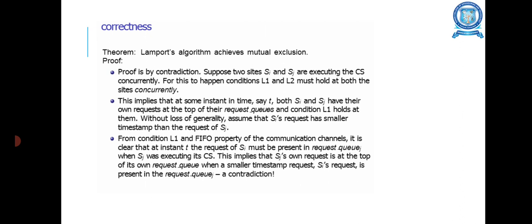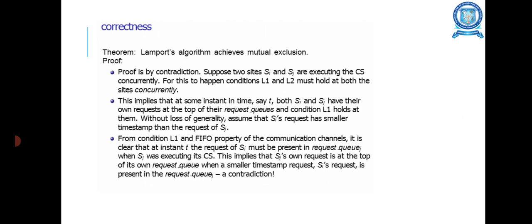The proof is by contradiction. Suppose two sites Si and Sj are executing the CS concurrently. For this to happen, conditions L1 and L2 must hold at both. This implies that at some instant in time, say T, both Si and Sj have their own request at the top of their request queues, and condition L1 holds at them. Without loss of generality, assume that Si's request has a smaller timestamp than the request of Sj.